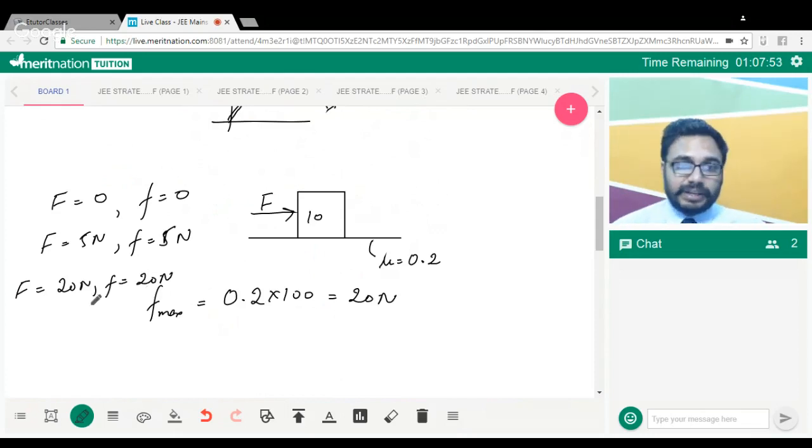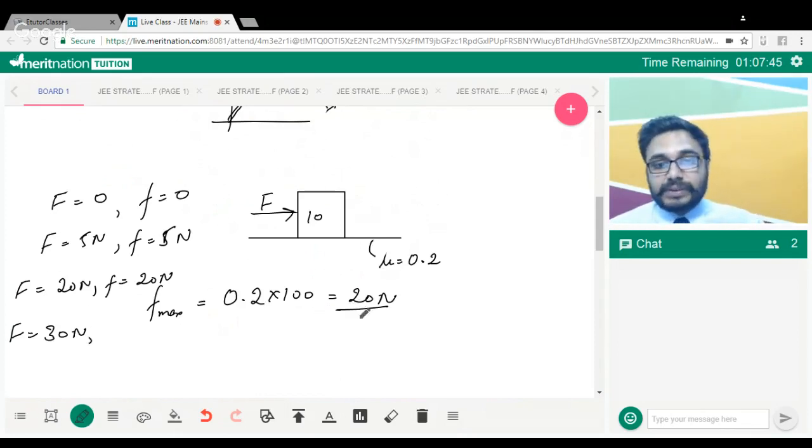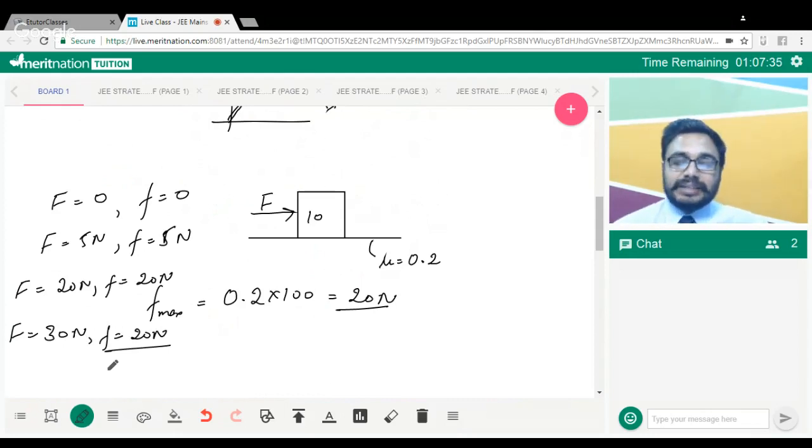This is the limit. Now if I apply a force of 30 Newton, now the friction cannot exert 30 Newton force because its maximum value is 20 Newton. So friction will act as 20 Newton only because that is its limit. So friction will keep on increasing its value up to a limit, and that is the maximum value of friction that can act. So people are having issues in this, so you should take care of these things.